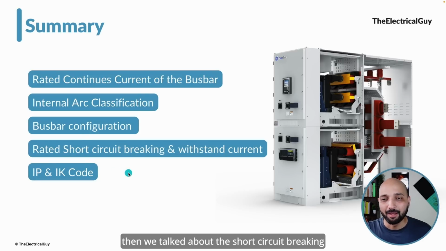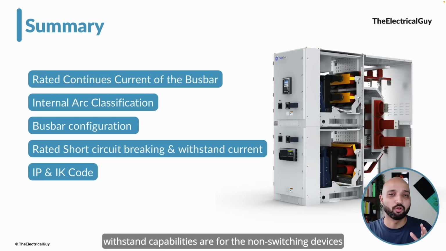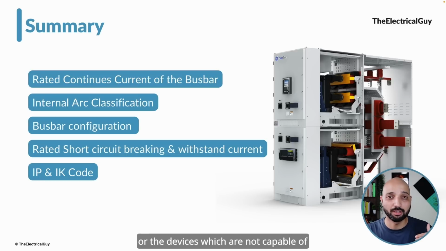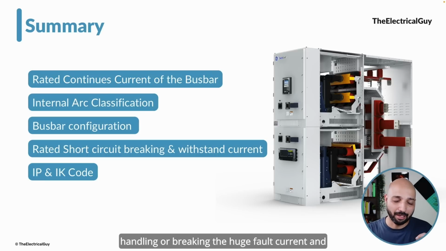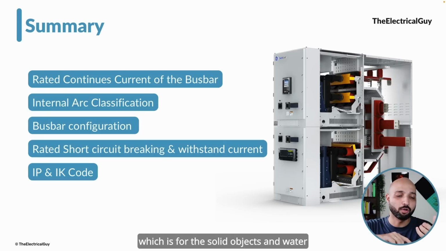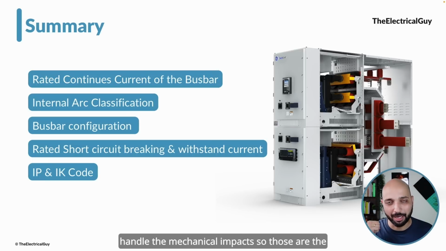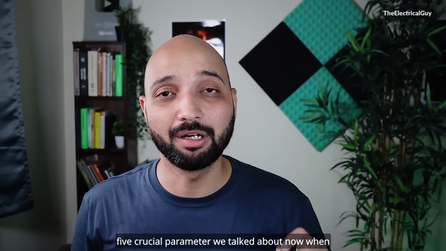Then we talked about the short circuit breaking capacity and short circuit withstand capability. Breaking capacities are generally related to circuit breakers, and withstand capabilities are for the non-switching devices, which are not capable of breaking the huge fault current. And lastly, we talked about the IP and IK code. The IP code is for ingress protection, for solid objects and water. The IK rating is for the strength of the cubicle to handle mechanical impacts. So those are the 5 crucial parameters we talked about.